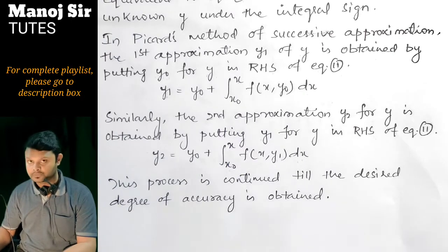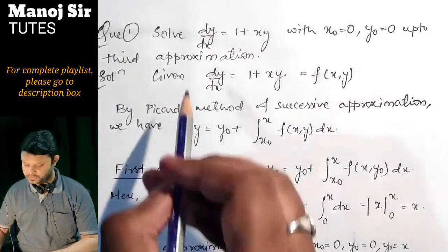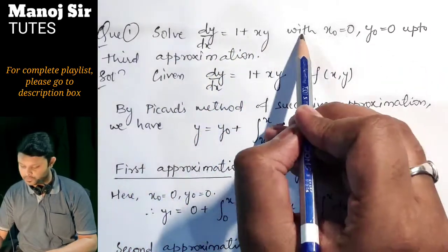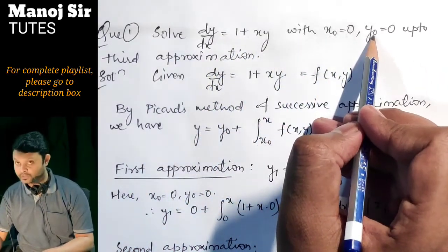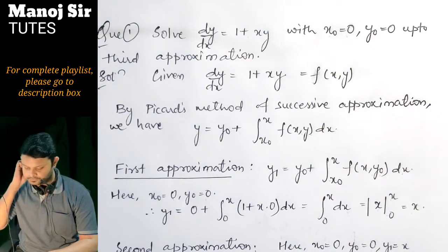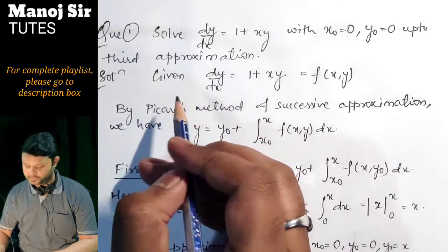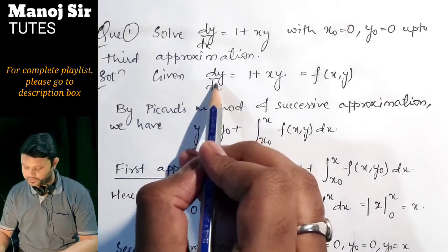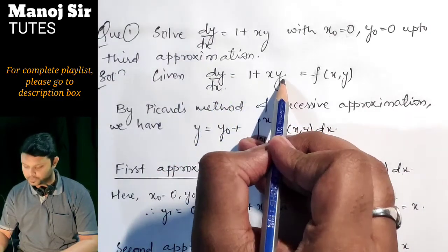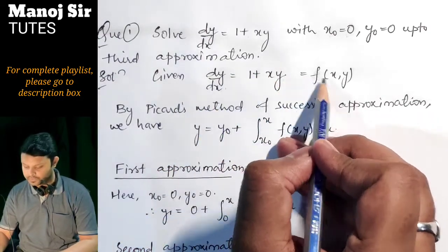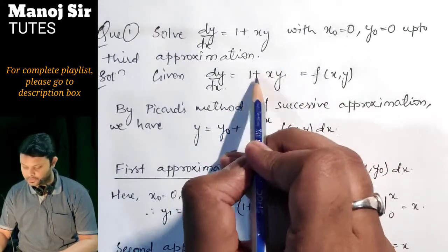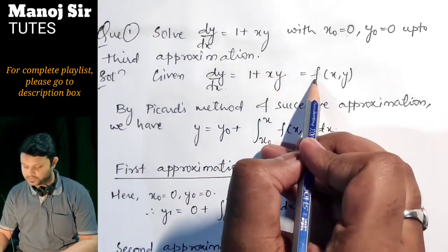So let us start with the first problem. The question says: solve dy upon dx equals 1 plus x into y, with x naught equals 0 and y naught equals 0, up to the third approximation. Given dy upon dx equals 1 plus x into y, which is our function of x comma y.